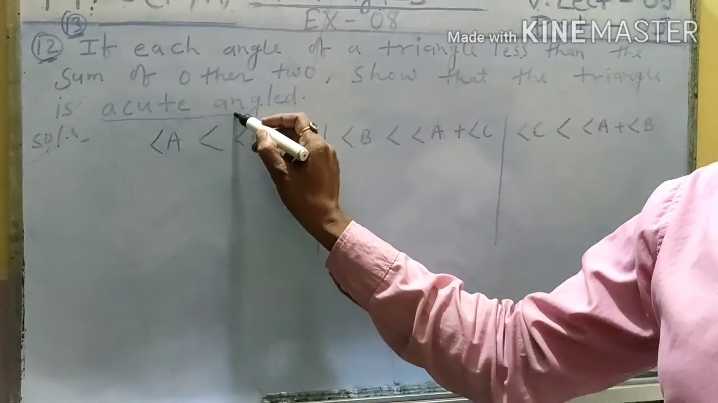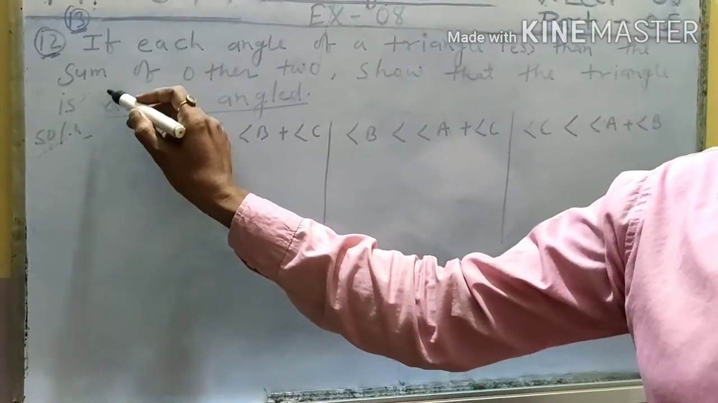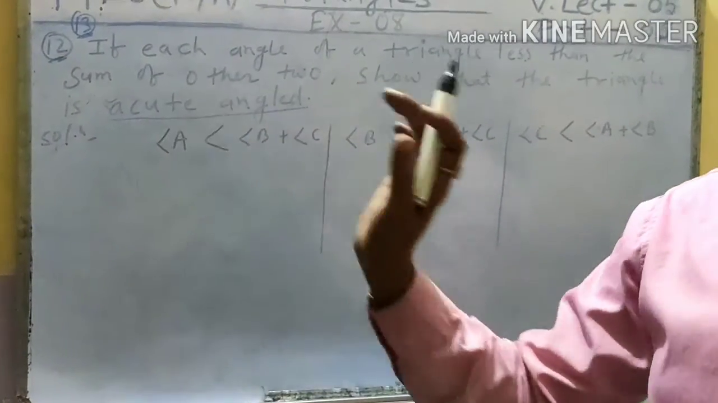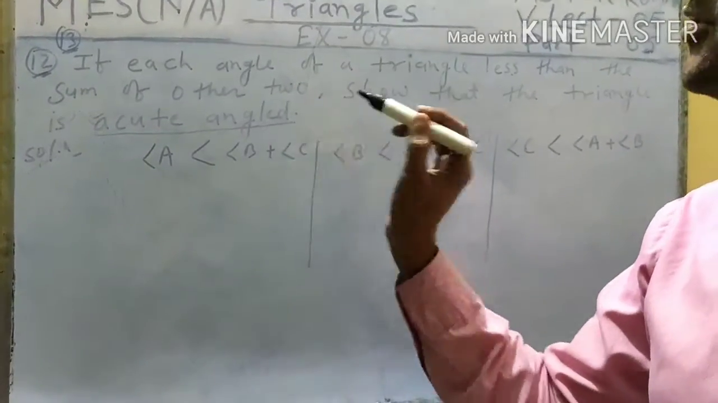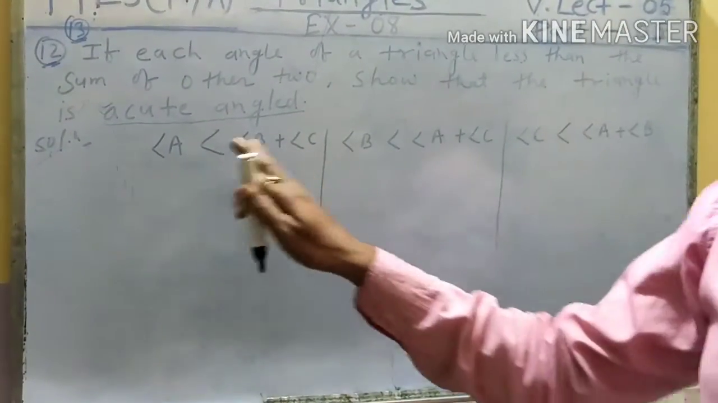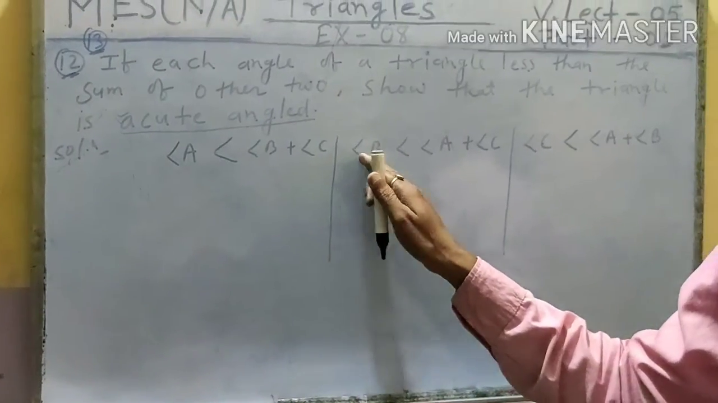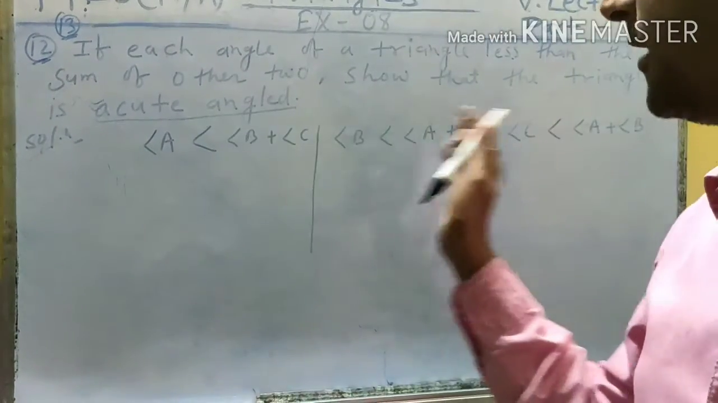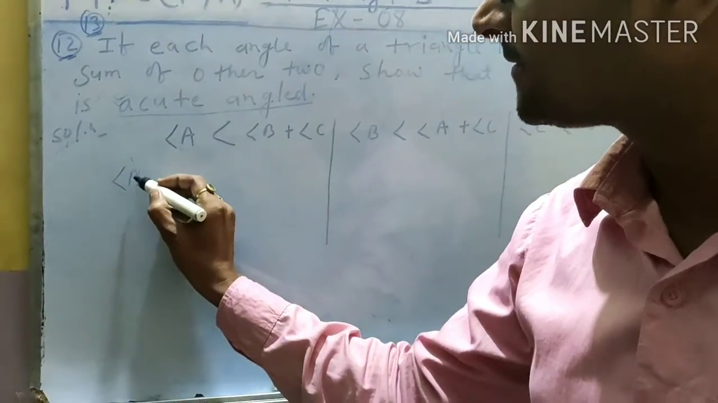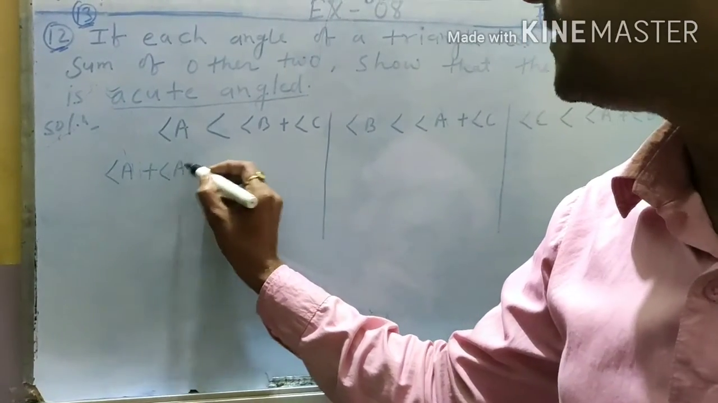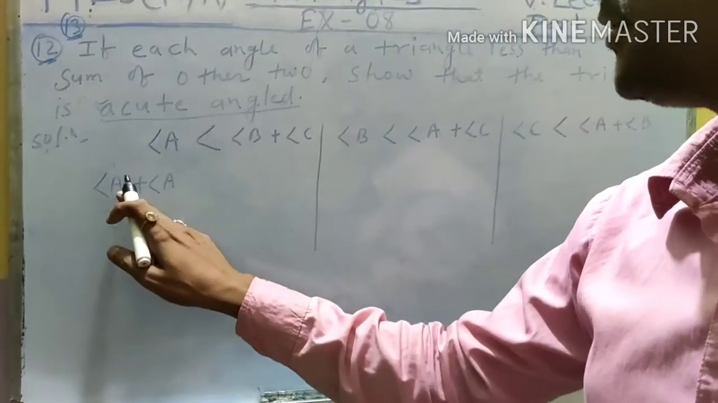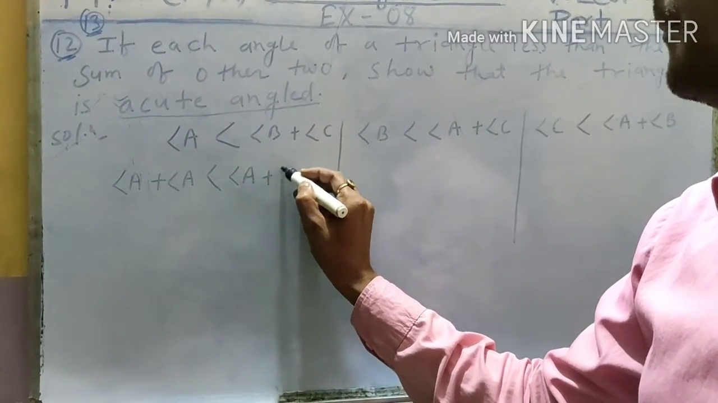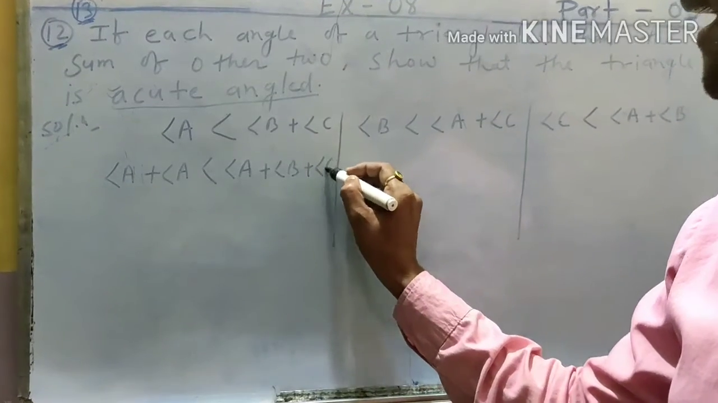If each angle is less than 90 degrees, then it is called an acute angle. That means if all three angles are less than 90 degrees, then it is called an acute triangle. So here, student, we have to take 3 different conditions. This is the A condition, this is the B condition, and this is the C condition. Okay. In this scenario, student, angle A is added on both sides. So angle A plus angle A is less than angle A plus angle B plus angle C.